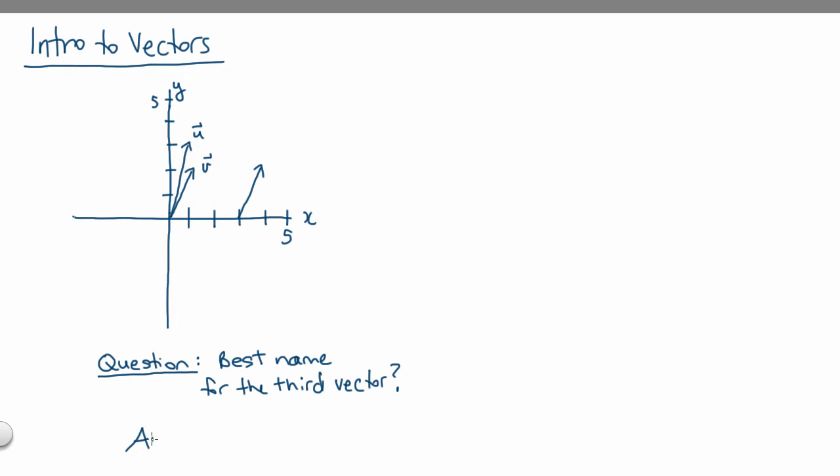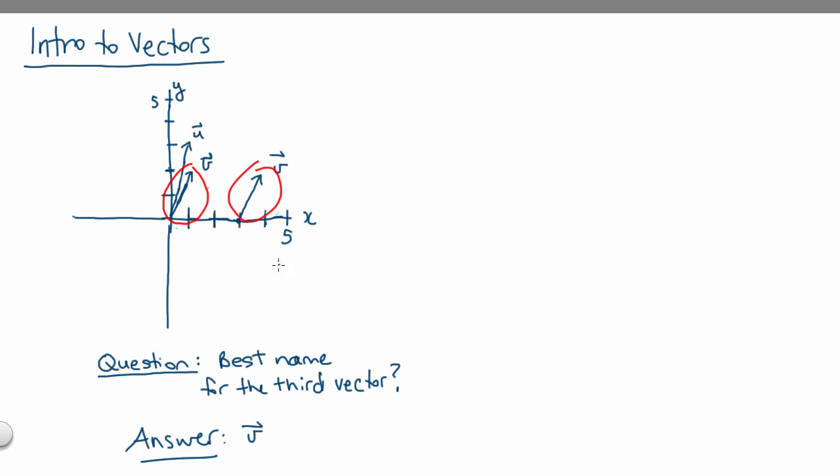Well, the answer is the best name for the third vector is v. So I'm going to label that on the sketch here. Since these two vectors here have the same length and the same direction, they're considered the same vector, and therefore the best name for the third vector is v.